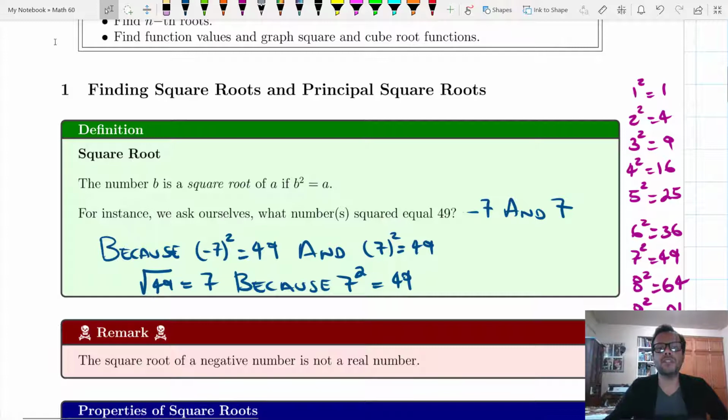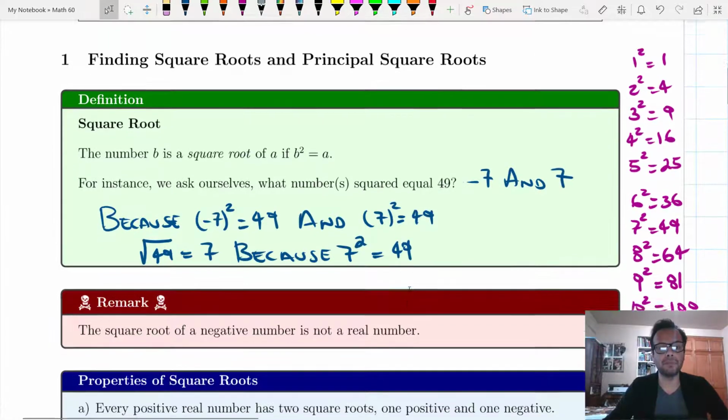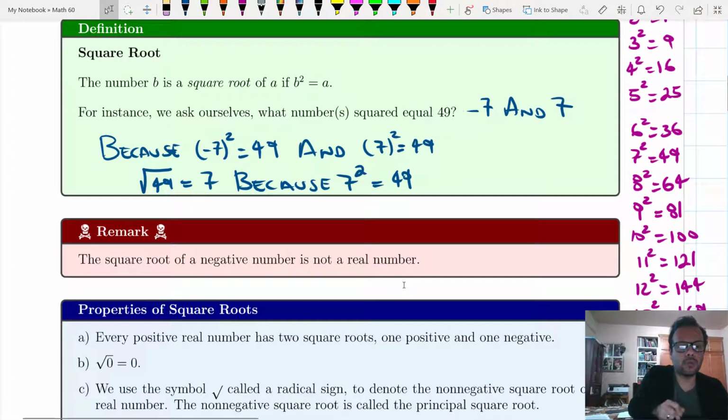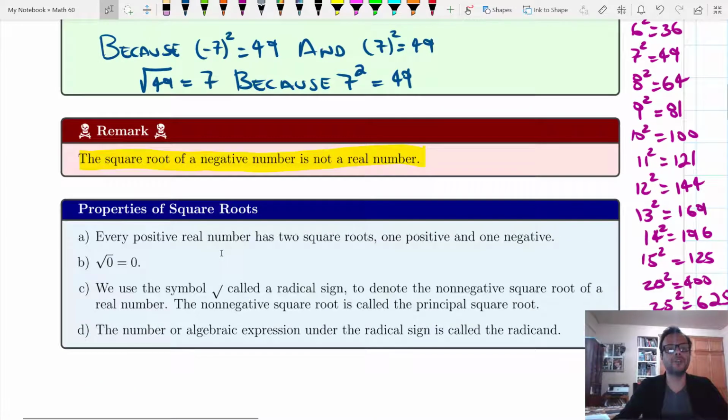A very important remark that we need to keep in mind is that the square root of a negative number is not a real number. In fact, this gives rise to the imaginary numbers and then the complex numbers. However, that's not a section we cover here, but it's good to know that, at least for the scope of our course, the square root of a negative number will not be a real number.